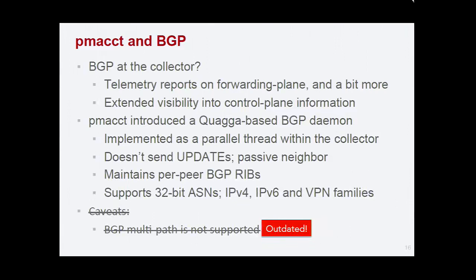So telemetry should be reporting about the forwarding plane. It should not encapsulate somehow something like BGP, which is very well working. Well, okay, it's a working protocol, let's say.